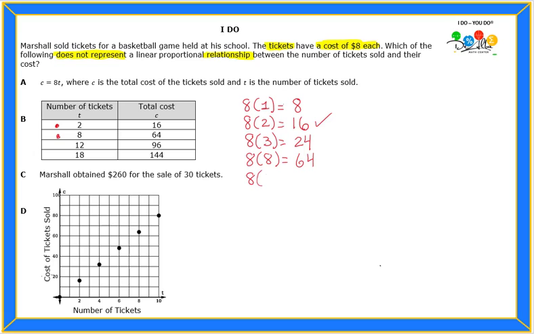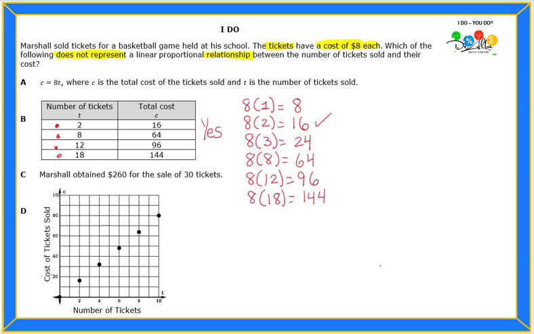What about if he sells 12 tickets? That would be 96. Very good. So all of those match, right? And the last one will be 18 tickets, and that will be 144. So what do you know about letter B? Is letter B matching my description? It is, right? So letter B, it's a yes. It shows the relationship between the cost of each ticket and the total cost for the tickets. Is that right? Okay, very good.